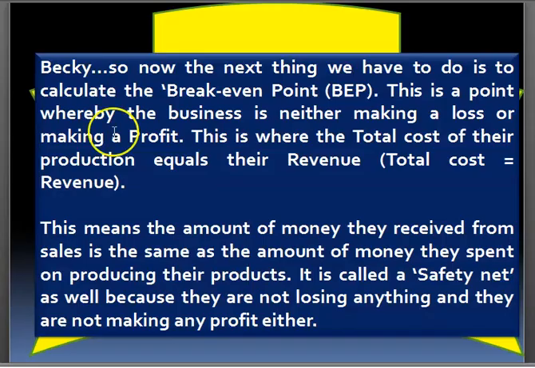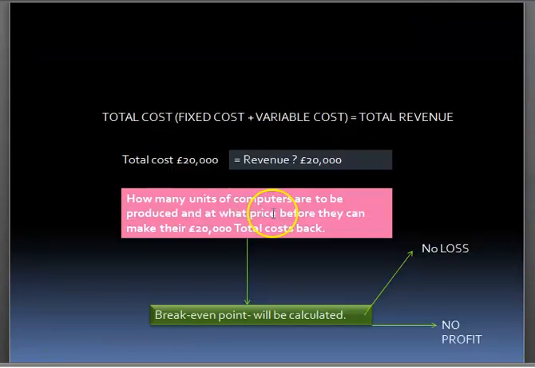Break-even point is where they want the total cost to equal revenue. And I explained to you here the total cost. Let's say the total cost is £20,000. They want it to be equal to how much they're going to get back. Okay, that is the break-even point. They don't want to make a loss. They don't want to make any profit.